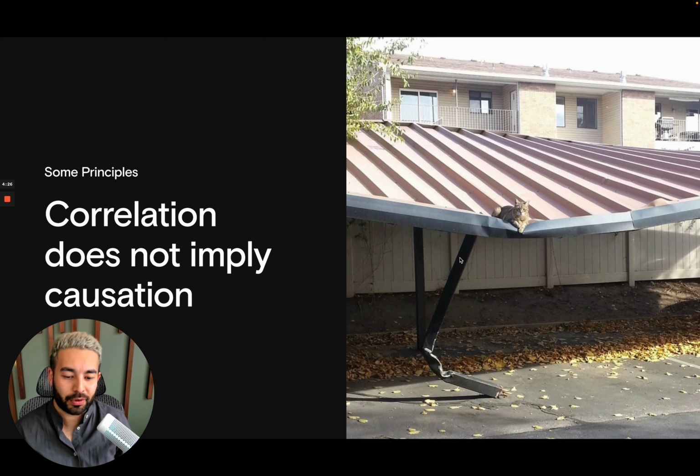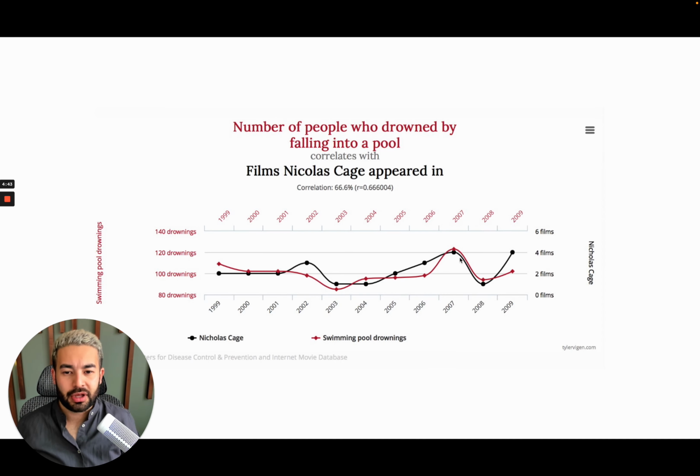In this example, we can of course know that this cat didn't produce that blending of this structure, but there are some relations. So one of the hardest things to prove when doing data visualization is how we can establish correlation or causation. And in this example, we can see it. We have two lines. The first one is the number of people who drowned by falling into a pool, and then the films that Nicolas Cage appeared in.